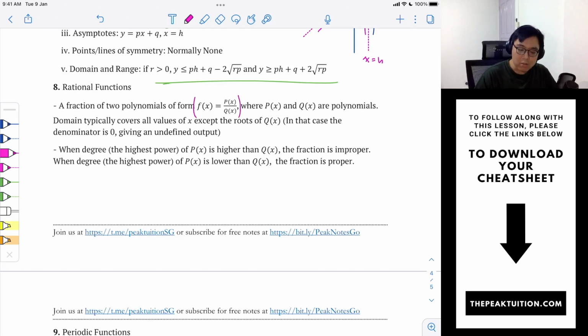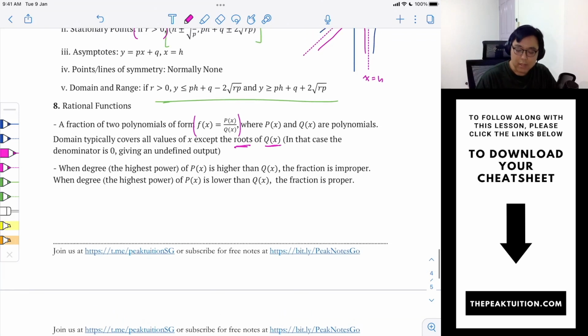So these domains typically cover all values of x except for the roots of q(x), because when your denominator is 0, your whole function is undefined. So the roots of q(x) are not in the domain. Okay, when the degree of p(x) is higher than q(x), then the fraction is improper.